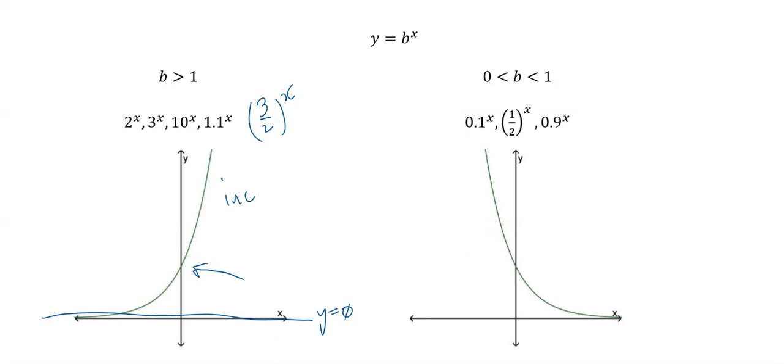Sure. Oh, we'll talk about that. You mean the next one? Okay. Let's get to that. So I think that's good for the first one. If b is less than 1 but greater than 0, so in other words, less than 1 but positive, how does the graph look different? There's some examples. 0.1 to the x, 1/2 to the x, 0.9 to the x. How does the graph look different?